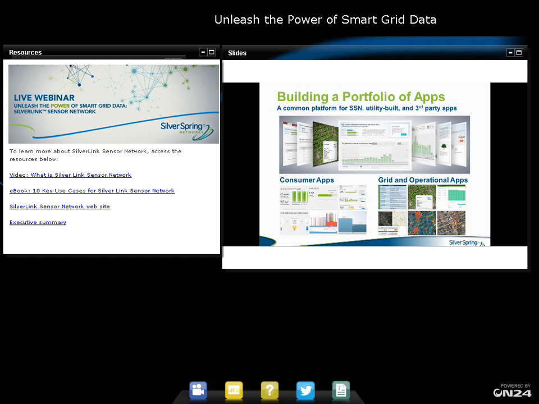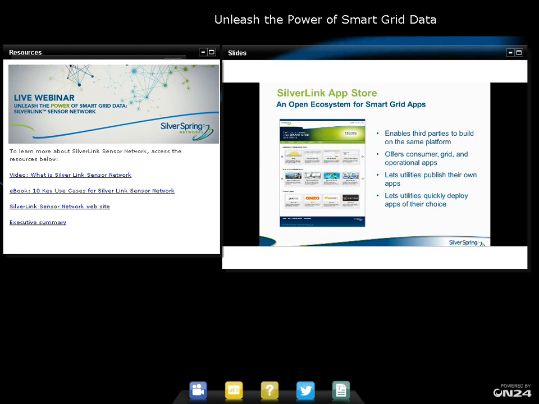What that allows us to do is essentially get lots and lots of apps manufactured less expensively and faster, and that's the key. So when we look at the idea of an app store, what we see is the possibility of these kinds of apps that are going to enable third parties to build on a common platform that's going to give them a way to combine a lot of the consumer grid and operational capabilities that they've always wanted to do because the data transformation has taken place at a different layer. And it's going to give the utilities the ability to deploy those apps much more quickly.